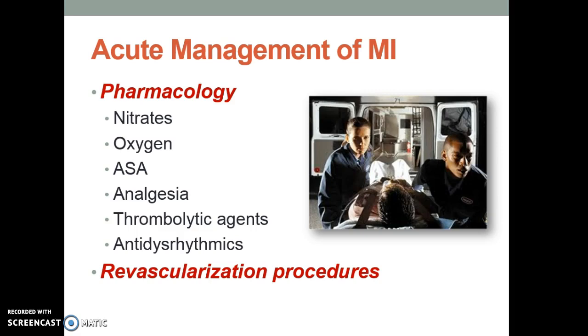Analgesia. Morphine has been the name to go to, and morphine has the double effect of vasodilation as well as analgesia, and it can also relax the patient so that the sympathetic nervous system doesn't go into effect and start to increase myocardial oxygen demand. It's rare, but you can give thrombolytic agents, okay, or antidysrhythmics. More often than not, if someone comes in with an MI, they're going to take them into the cardiac cath lab for angiography and revascularization procedures.